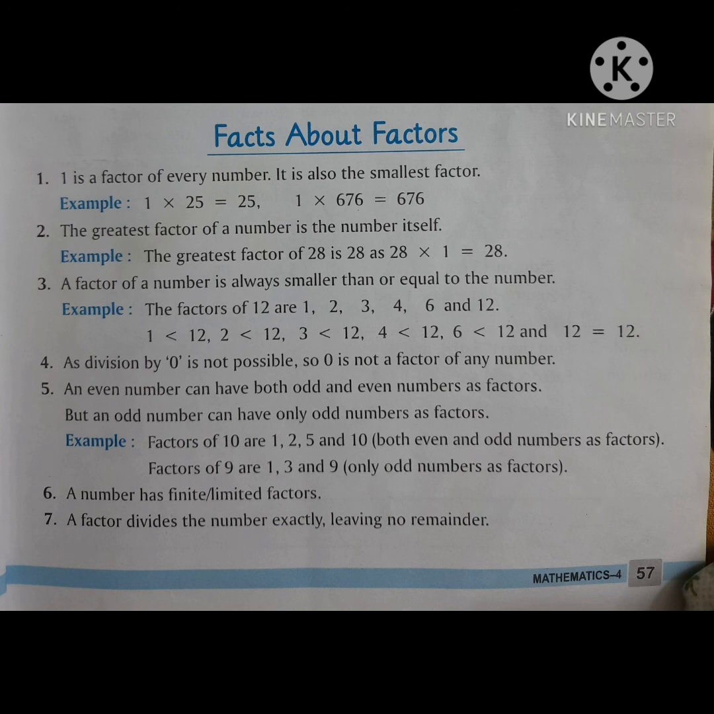Suppose we say 6. 6 has 1, 2, 3 and 6. 6 is the last. 4 factors, sorry. It has 4 factors. So 6 is the last factor. It has only 4. We can count the number of factors. Because we are dividing that number, no? And it can be divided into limited numbers only.